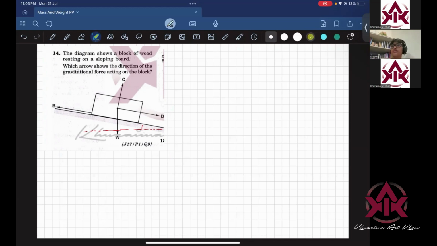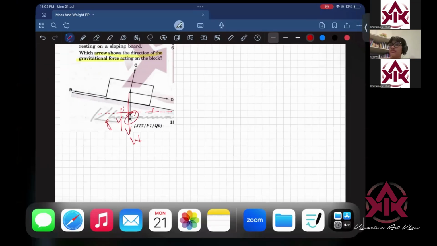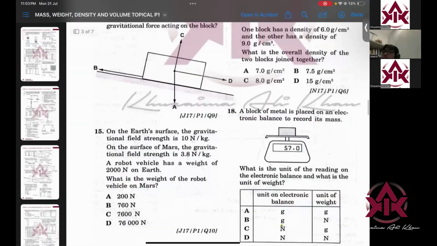So the question is asking which arrow shows the direction of the gravitational force, right? So gravitational force is always acting downwards, right? So this is the gravitational field strength that is causing the weight component of the box here. And this is the direction where you have the gravitational field strength, right? So your answer is option number A. Make sense? Okay, good. So let's go on towards the next question.